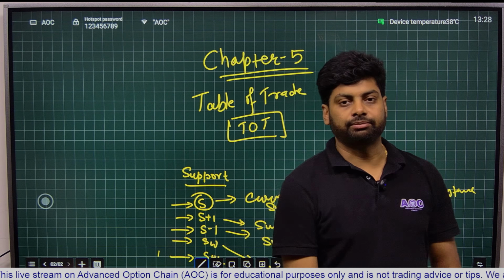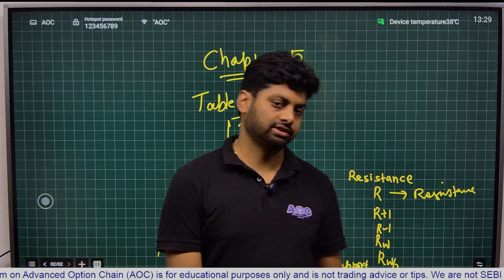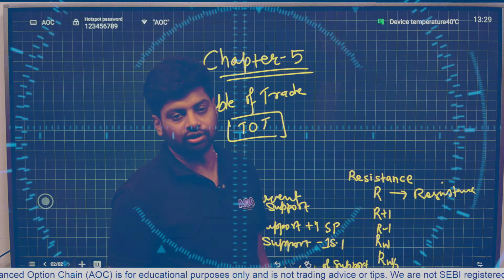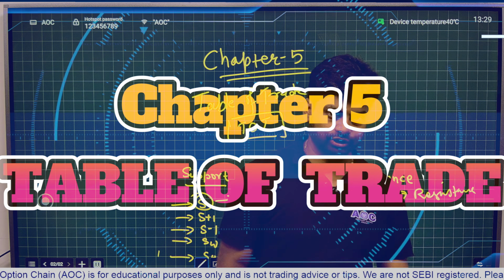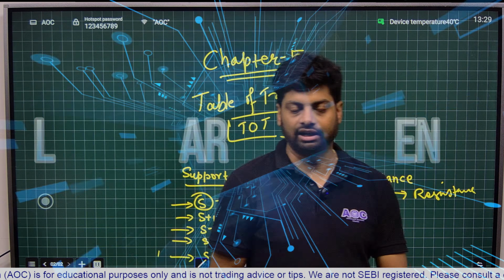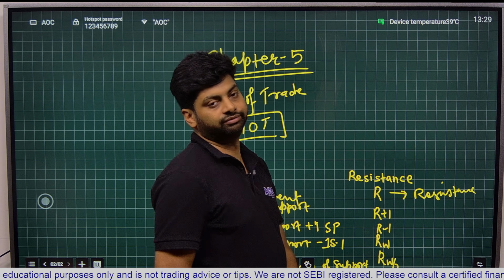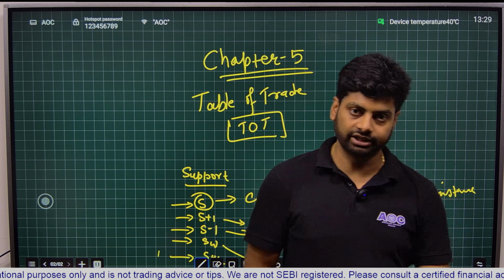Welcome guys to chapter 5 of learning AOC from very basic to advanced. In this chapter we are going to talk about table of trade, TOT. That will be your basis for most of the trades, or roughly 80 to 85% of the trades will be confirmed on the basis of table of trade, TOT.